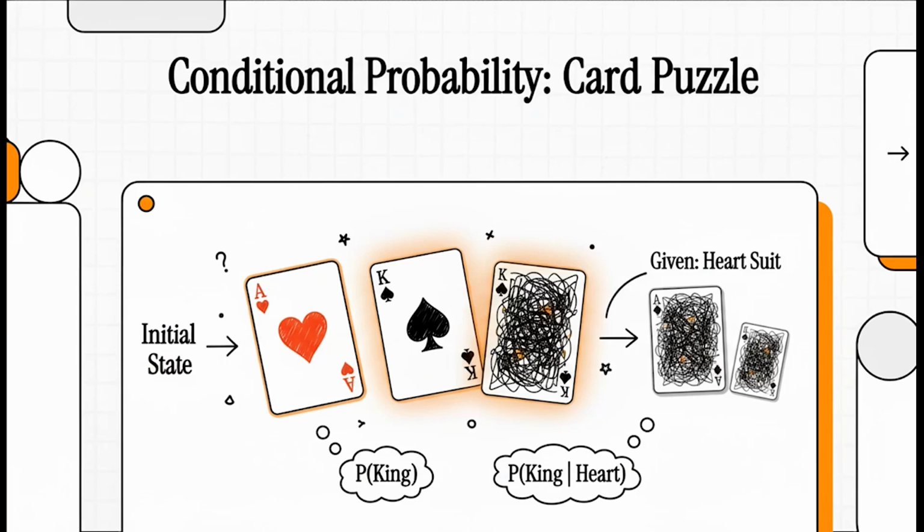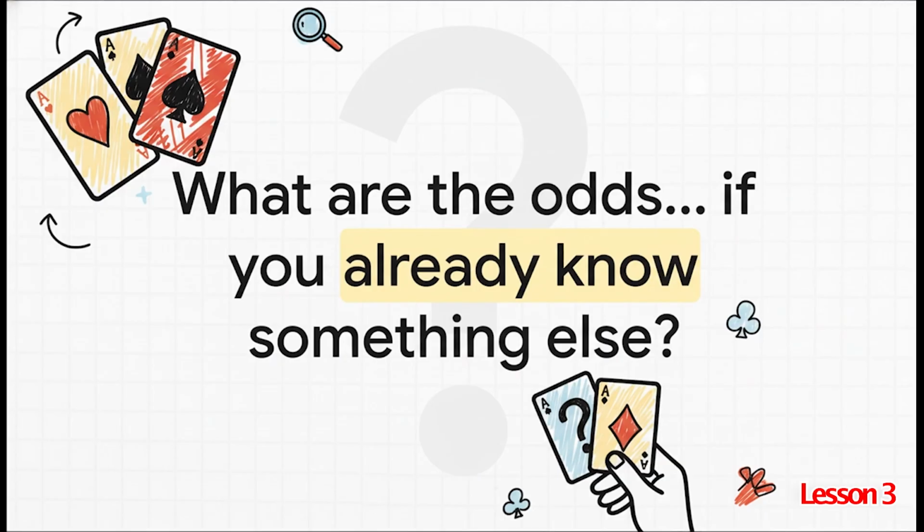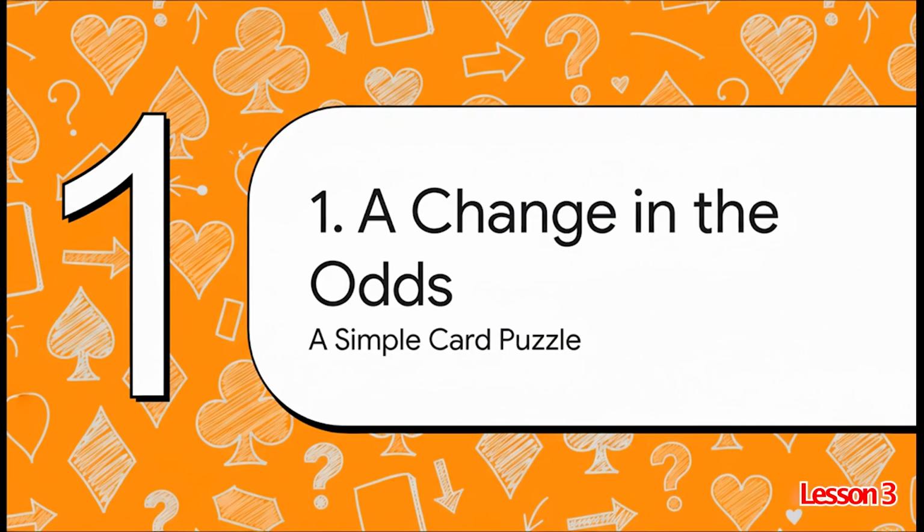How do probabilities change when you get new information? This is conditional probability. The key question here is, what are the odds of something happening if you know something else has already happened or is already true? And the key word is actually the word if.